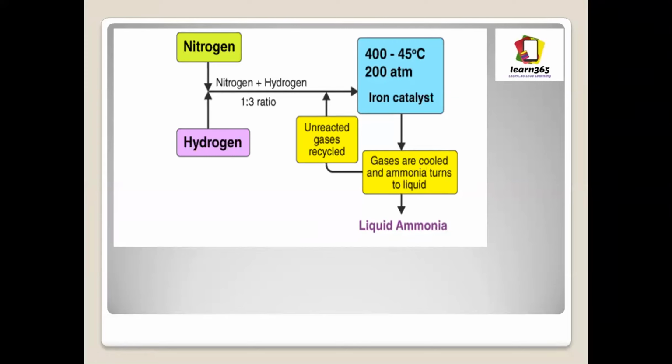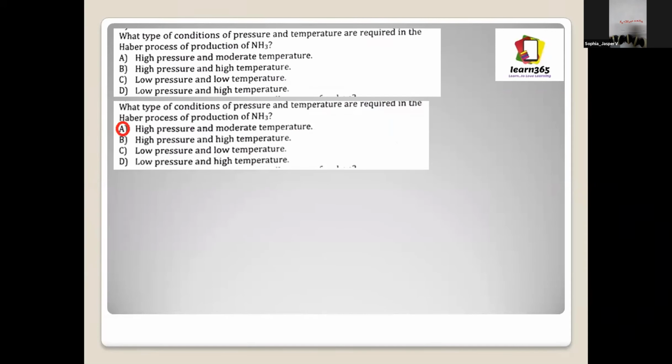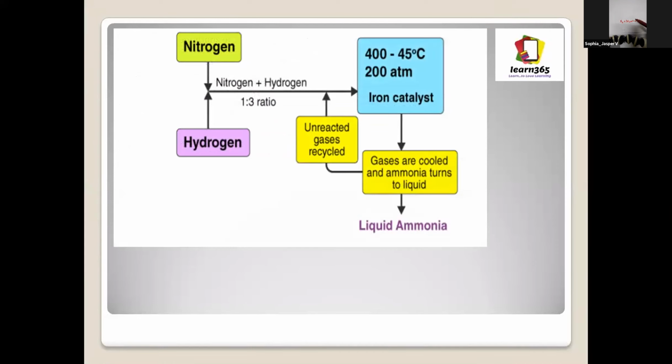Now this ammonia production is a reversible process, right? Do you know the equation? Abel, I think, did the right equation for Haber's process. Please remember this equation always. Nitrogen plus 3H2 gives 2NH3. We even tried balancing. What was the correct option for this? A, sir, high pressure and moderate temperature. Okay, so please remember this equation for Haber's process. All right, any questions?